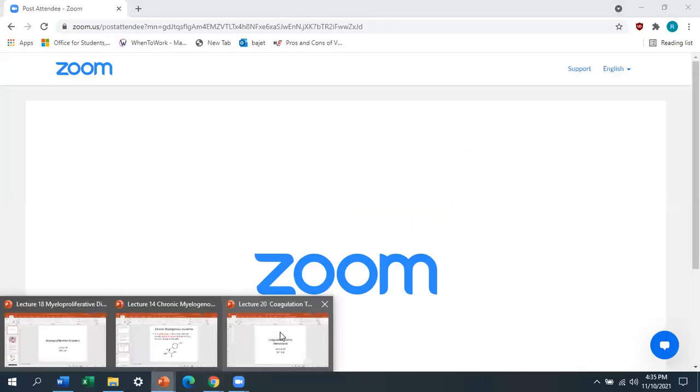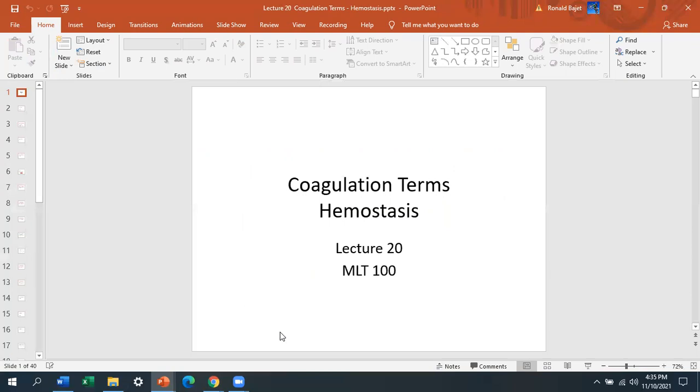I know coagulation is different than hematology, but it's a whole new part of hematology that goes together with it. It's different, you know, no anemias, no leukemias, no RBC morphologies or anything like that. But coagulation is part of hematology, and any laboratory that you work in, coagulation is also a part of it. So now I'm going to go over the coagulation terms, and I'm going to talk about hemostasis.